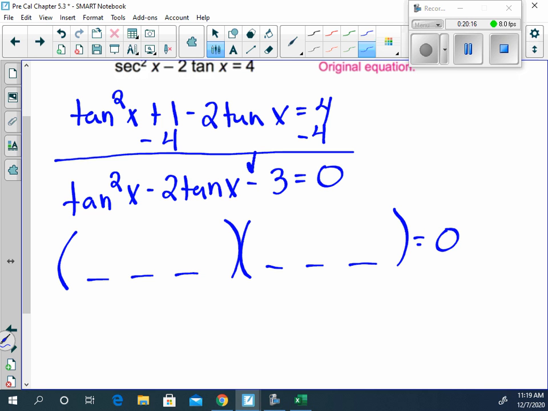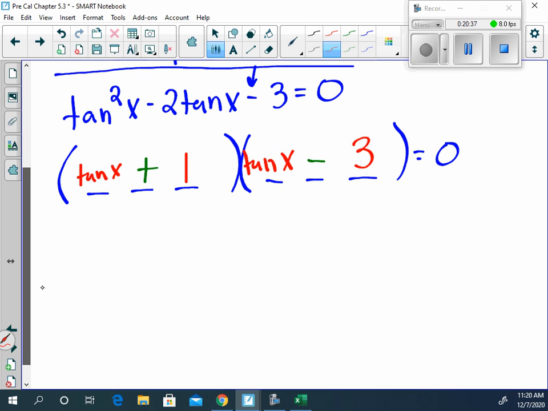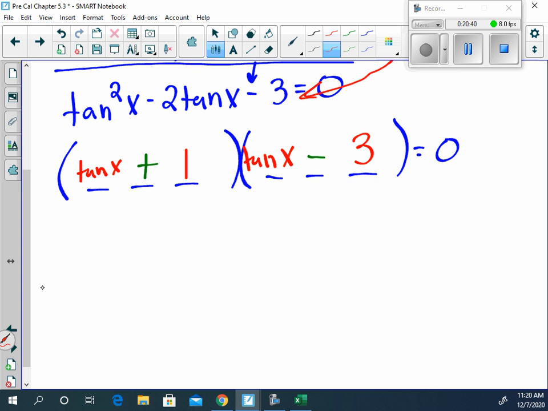Since the 3 is negative, the signs are opposite. Well, what times itself is tangent squared? Tangent. And if we multiply this out, it gets us back to this here. So here I have tangent of x plus 1 is equal to 0. And here I have tangent of x minus 3 is equal to 0.